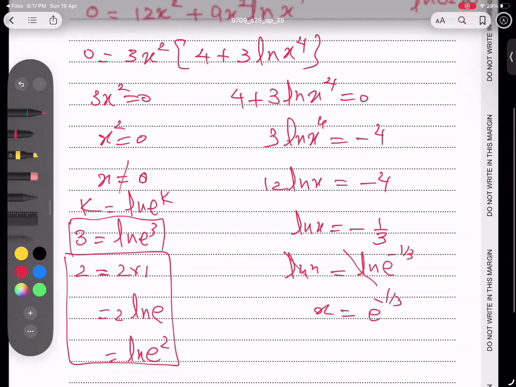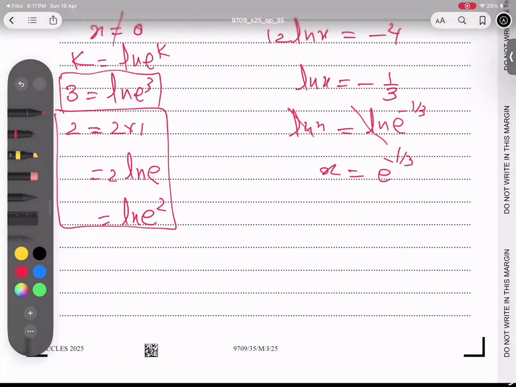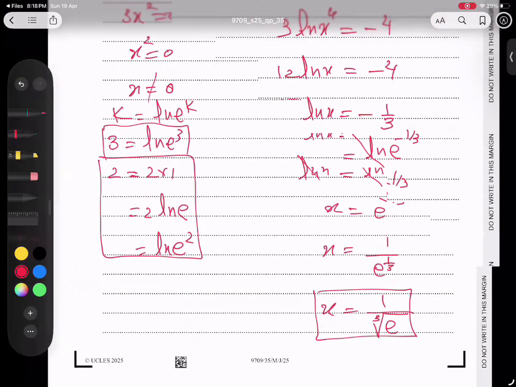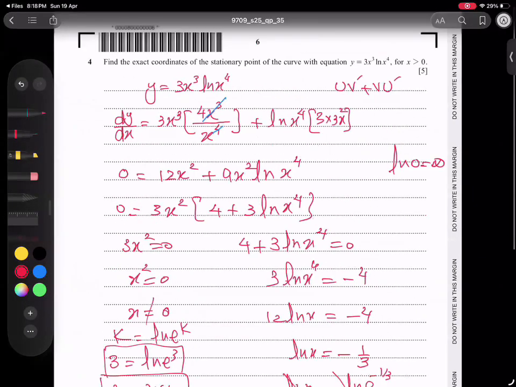You can stop here or bring it in the denominator, so the power will become positive, and the cube root is this one. So you write this format. Both are correct. And we have done the exact form. But he said, no, give me the y coordinate also. So I'm going to plug into this equation. So let me bring it down here.